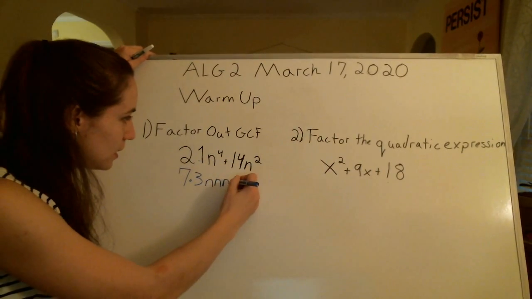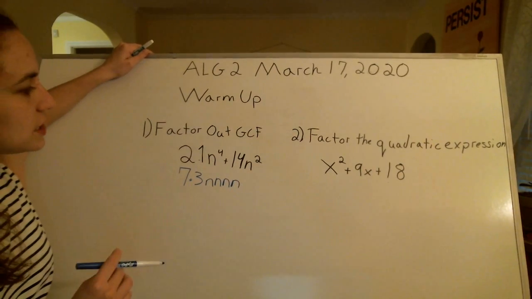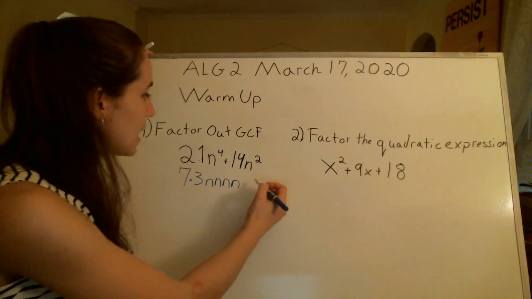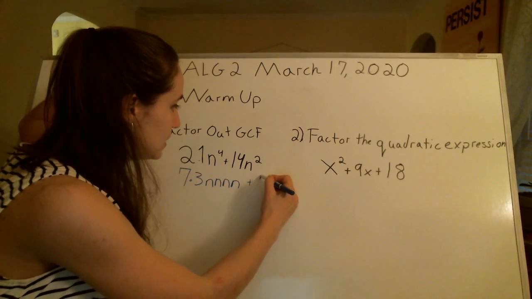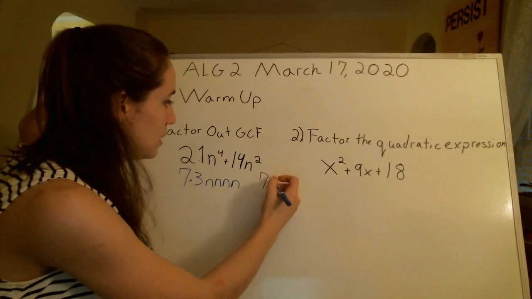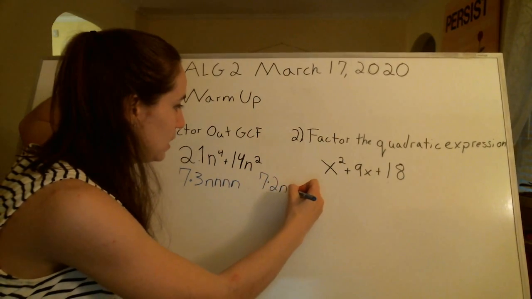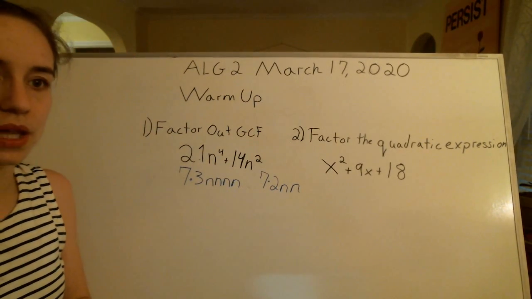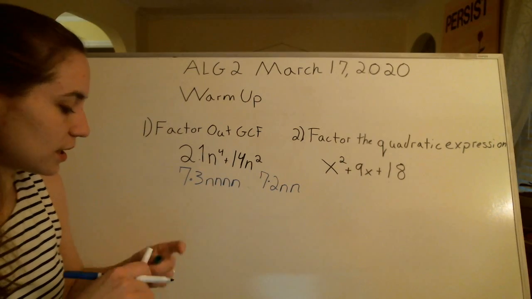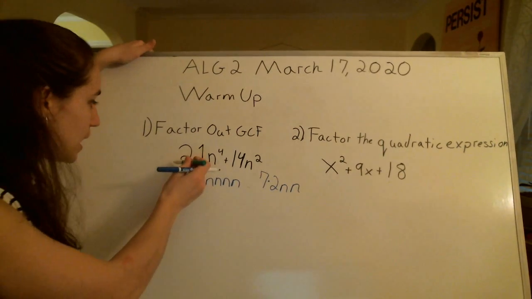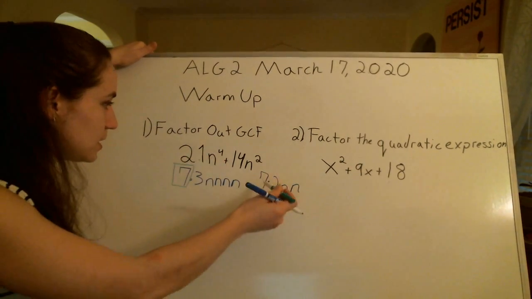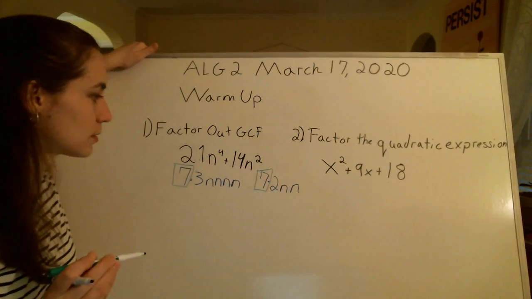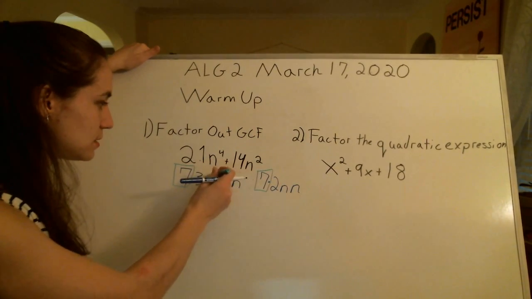and then my 14n to the second I can rewrite as 7 times 2n. Then of course I'll ask myself, what have these two lovely terms got in common? And hopefully we'll say definitely the 7 and 2 n's.